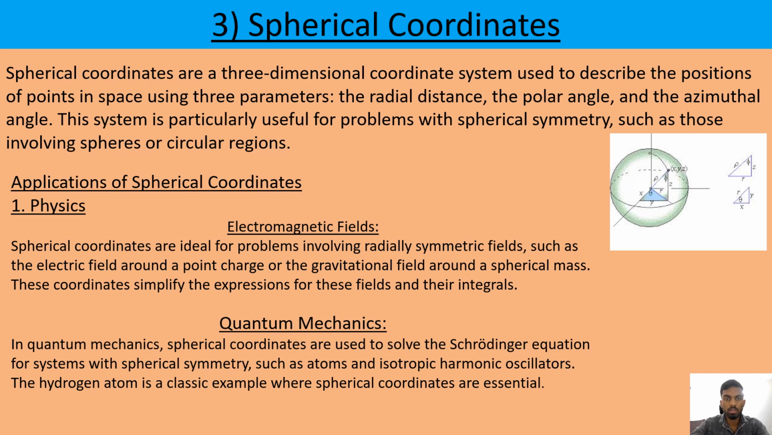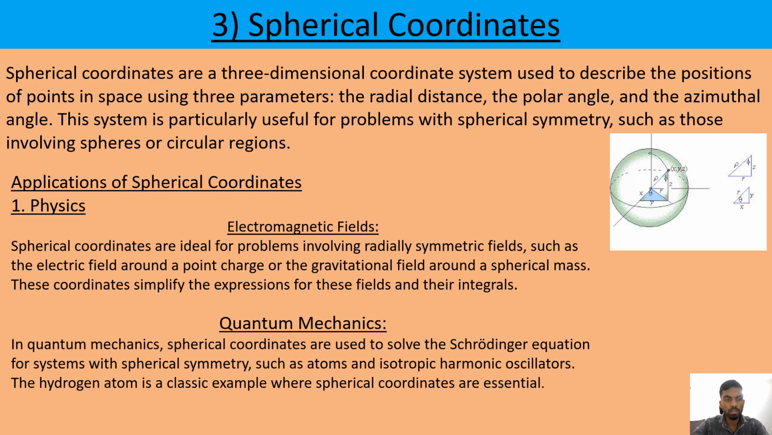Let's know about spherical coordinates. Spherical coordinates are a three-dimensional coordinate system used to describe the positions of points in space using three parameters: the radial distance, the polar angle, and the azimuthal angle. The system is particularly useful for problems with spherical symmetry, such as those involving spheres or circular regions.